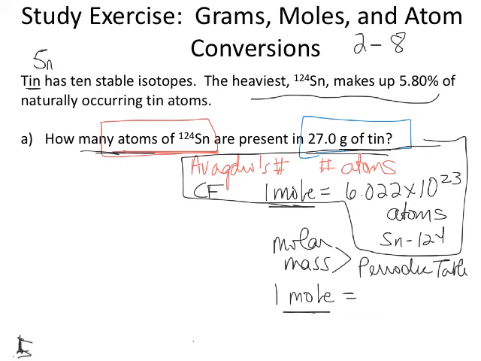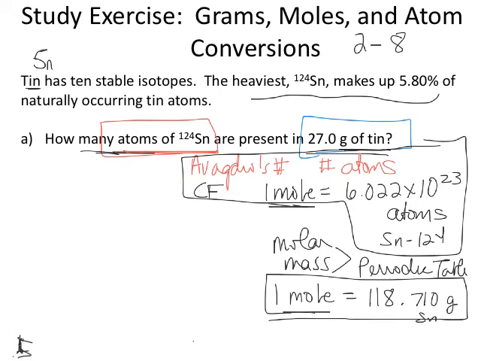And on the periodic table, you can look up tin, Sn, and you can see that the number for tin is 118.710 grams. And you will find that I always put my element, because later on in working these problems, sometimes you're going from tin to oxygen to carbon, so it's nice to go ahead and develop good habits.